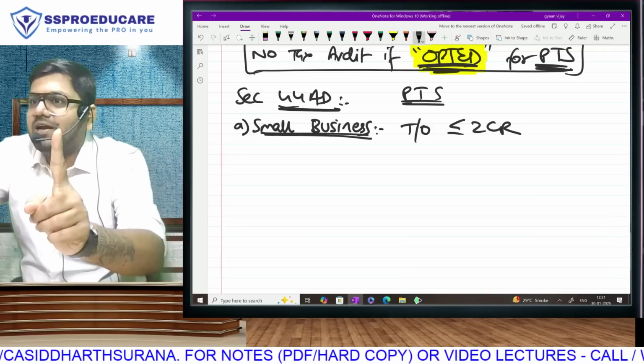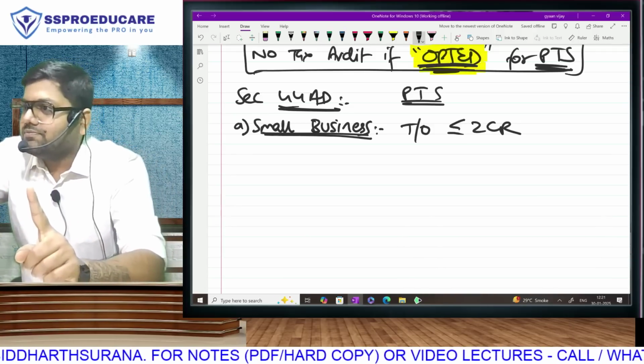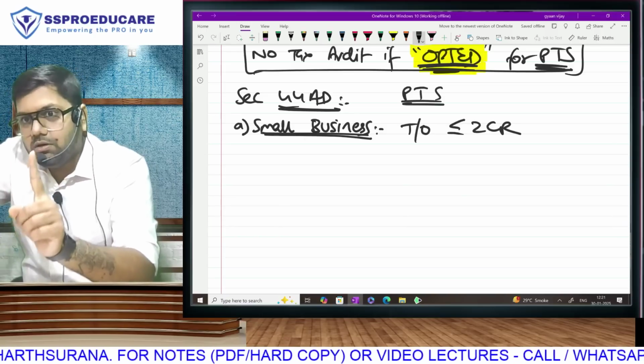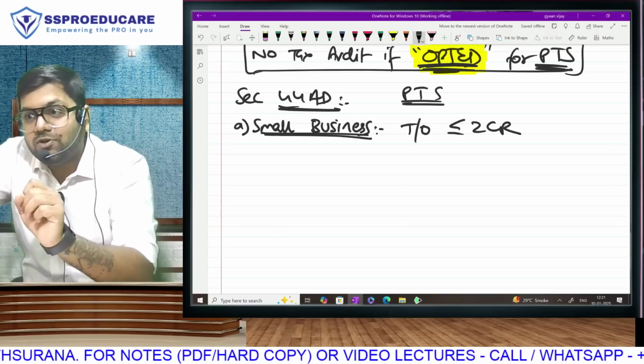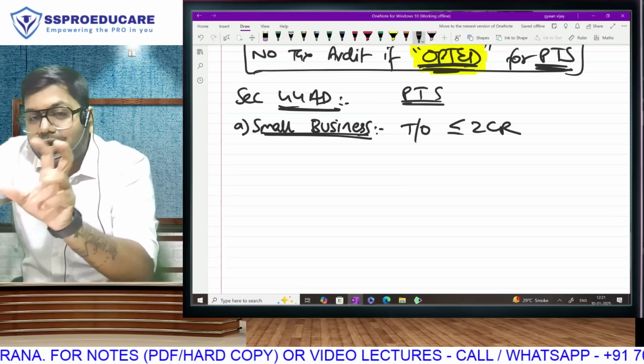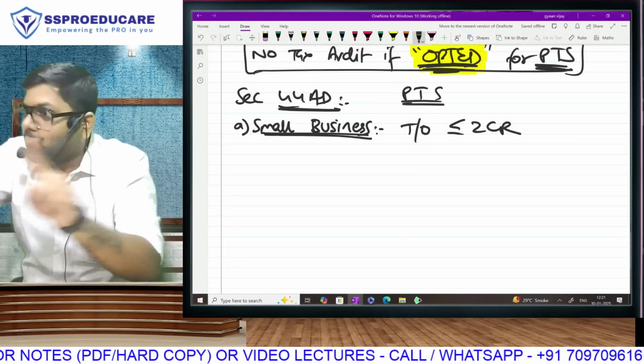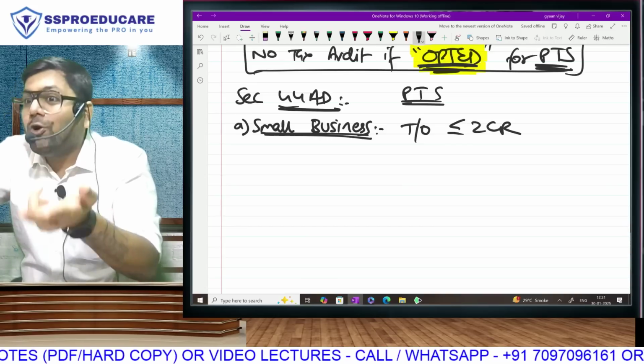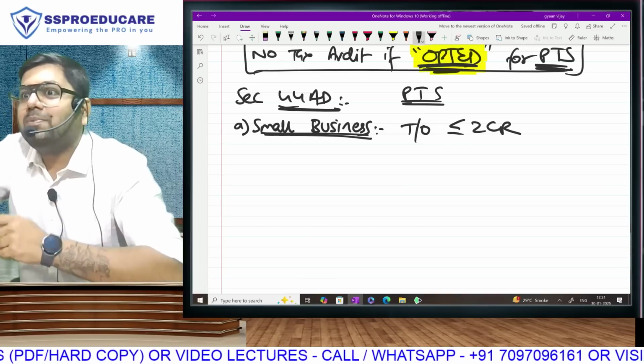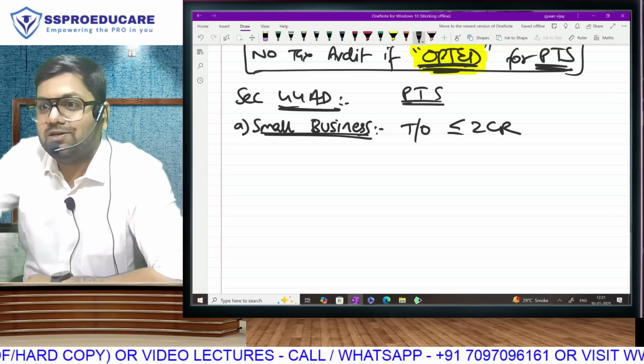So that means, listen, 1.5 crore turnover. Are you allowed? You are allowed. But after 1 crore, tax audit is applicable. So at 1.5 crore, I have two options. Go for presumptive. Then no books, no audit. Don't go for presumptive. Then audit will be applicable because 1.5 crore is more than 1 crore.